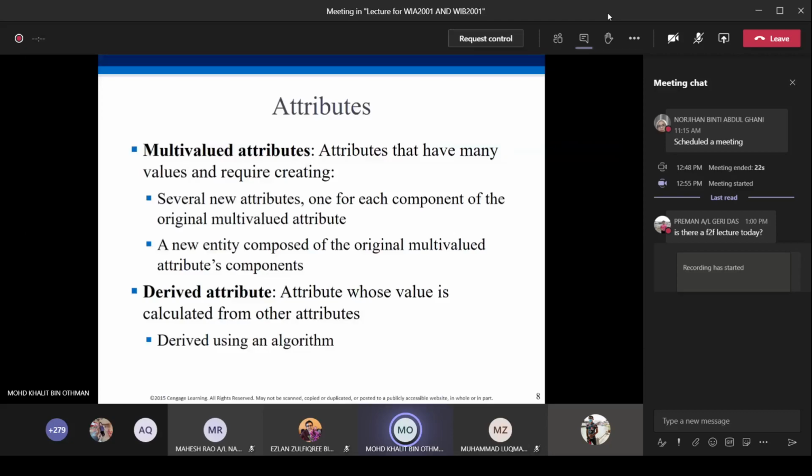And then for the derived attribute, what is a derived attribute? Derived attribute is an attribute whose value is calculated from other attributes, usually by using an algorithm. We will see an example for derived attribute in the next slide. Okay, class. And then actually for derived attribute, the important thing is to use an algorithm to derive that attribute. Okay.